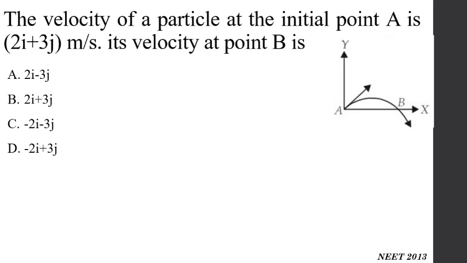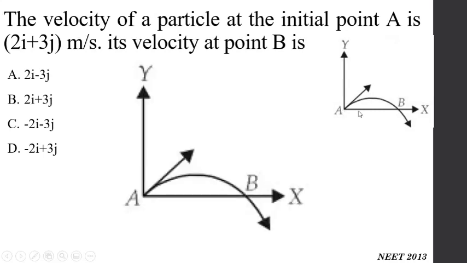Next question. The velocity of a particle at the initial point A is 2i plus 3j. So this diagram is given in the question. At this point the velocity is given, that is 2i plus 3j. So the x component is 2i and the y component is 3j. Its velocity at point B is, at point B you should understand that the vertical component is going to be in the negative y direction, that will be equal to minus 3j, and the horizontal component remains constant. So the correct answer will be 2i minus 3j, that is option number A.